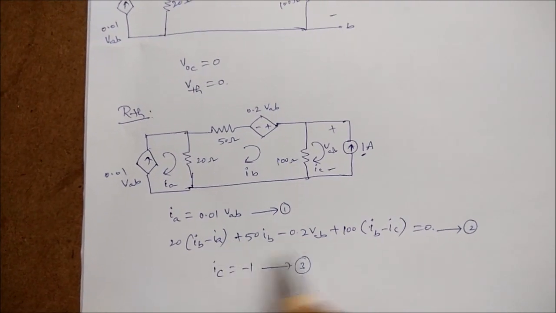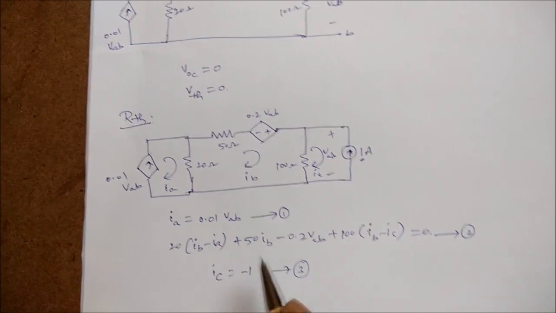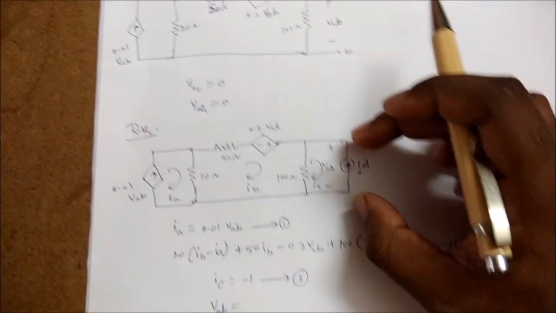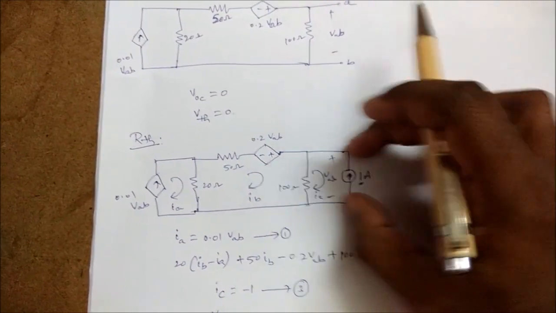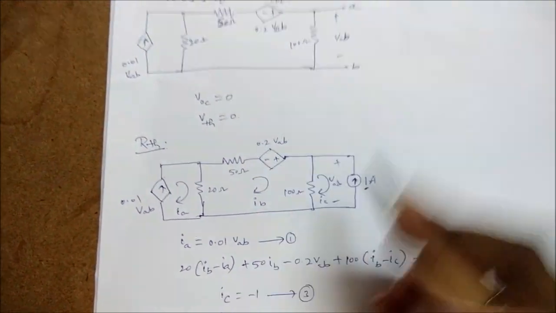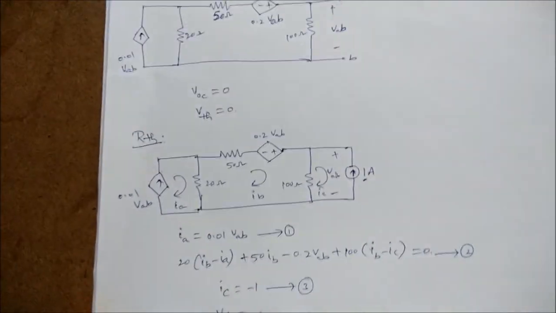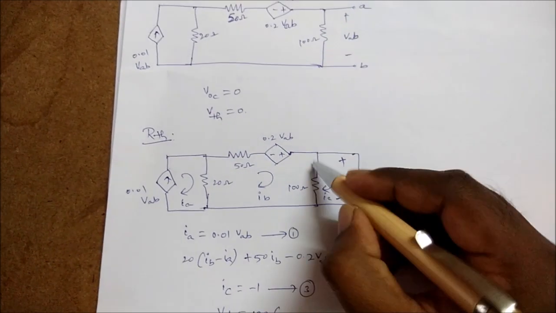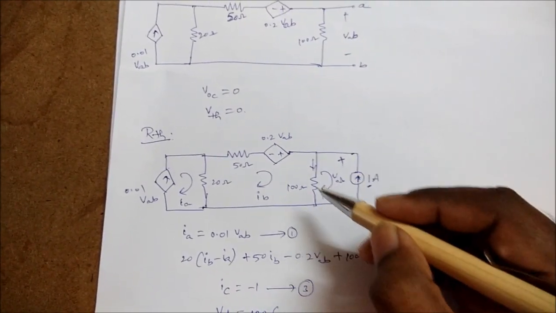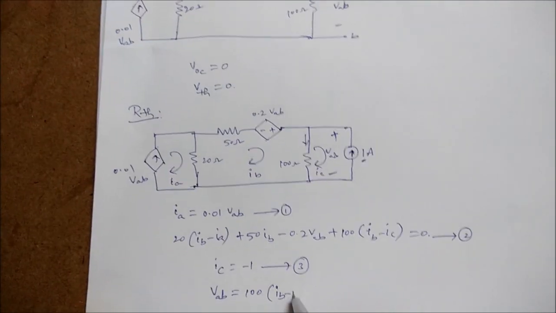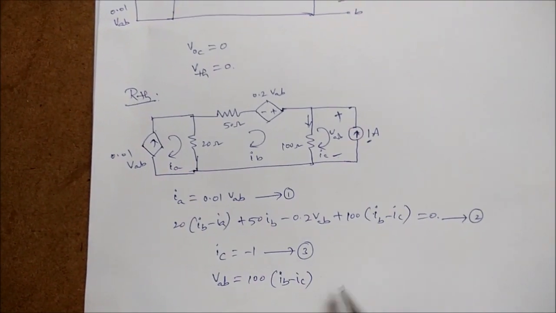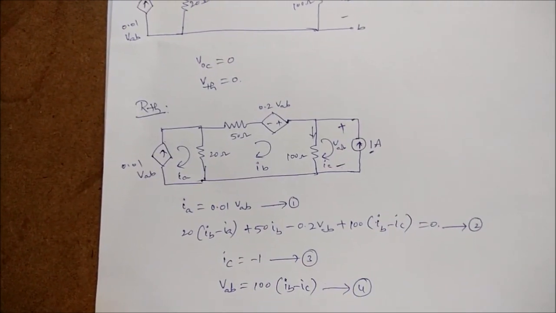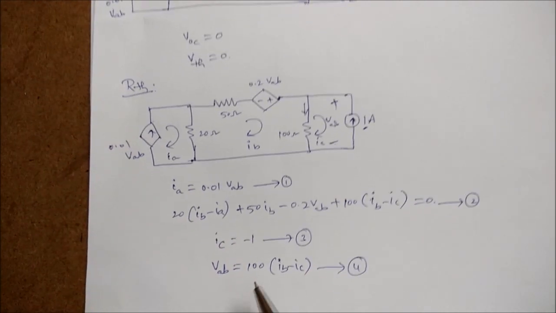We need to write one more equation. There are 4 variables here: IA, IB, IC and VAB. VAB is the voltage across this branch, and both branches are in parallel. So VAB is equal to 100 into, with plus here and minus here, so we assume the current like this, (IB minus IC). Understand? This is the fourth equation. So there are 4 equations and 4 unknowns.